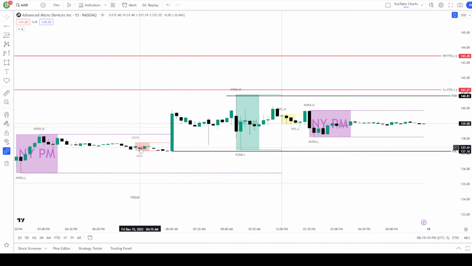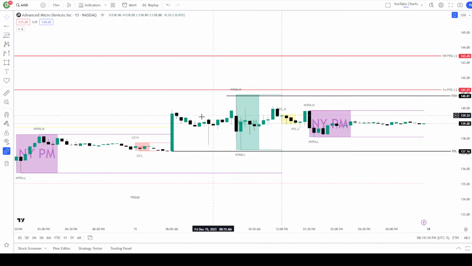Right? Or maybe you could even say this was manipulation. It's up to you to determine how that looks. But ultimately, you saw this move, you'd be looking to target London low since we traded up. And then you see here, we get a New York high at 140.90, and you'd be targeting London low at 137, and you almost get it.